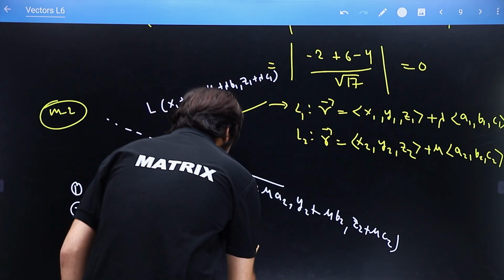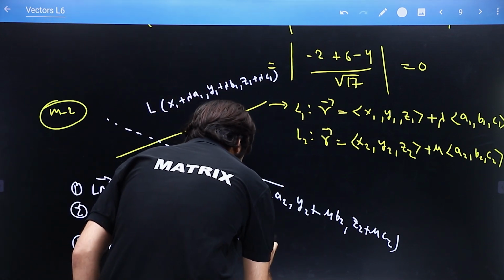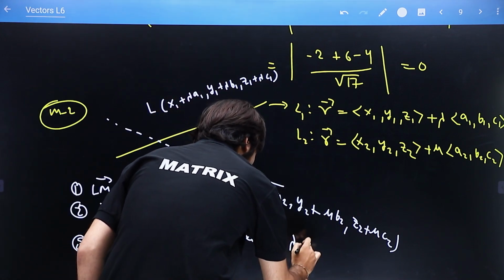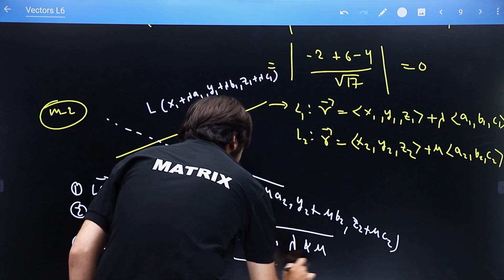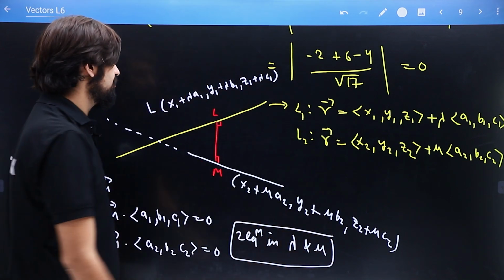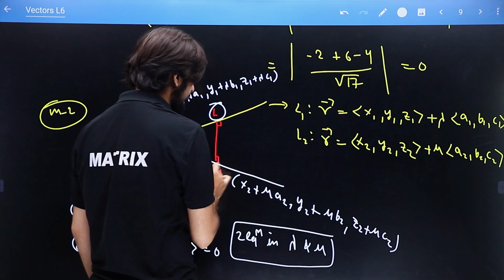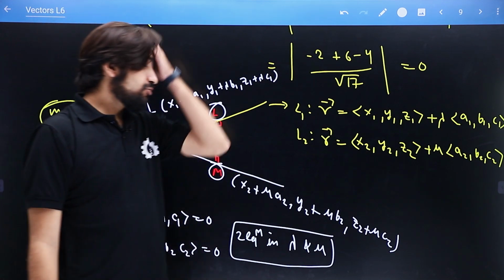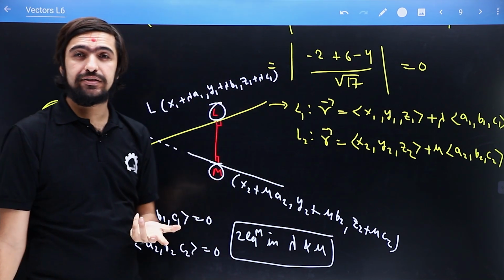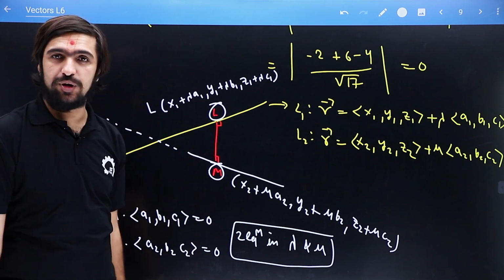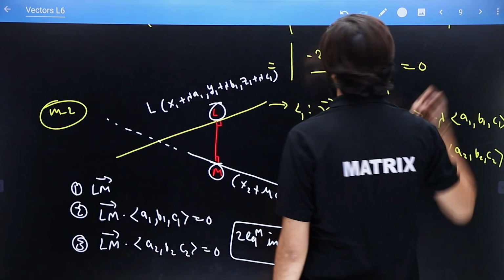Then you can find two equations in lambda and mu. So you can solve lambda and mu. As soon as you are finding lambda and mu, you can find L and you can find M. So as soon as you are getting L and M as coordinates, what will be the distance? You can use the distance formula. Okay, this is the long process.